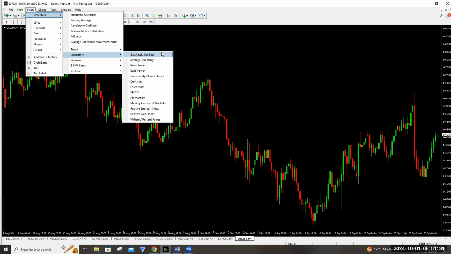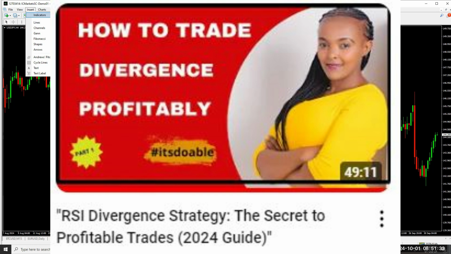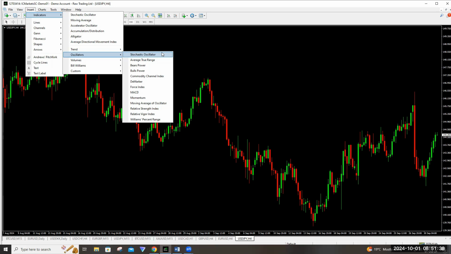Now, if you've not watched the RSI video that I did with divergence, this is actually a stepping stone from there. So it's important that you watch the RSI with divergence video so that you may understand this video. I'll be referring to it frequently, so it's important that you have that foundational video. Also, you may watch the TDI, the Traders Dynamic Index video. It's also going to give you more information to build on.